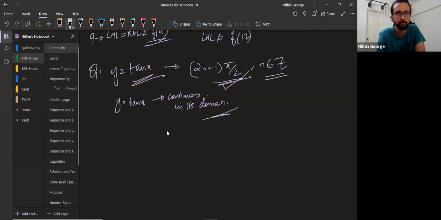So between minus pi by 2 and pi by 2, it will go like this. Between pi by 2 and 3 pi by 2, it will go like this. So within its domain, it will be continuous. That's the idea. I hope you guys followed.